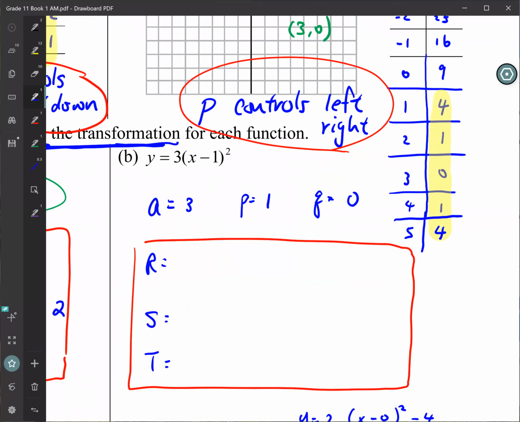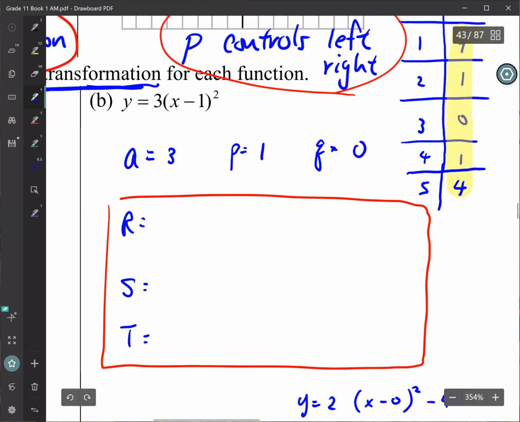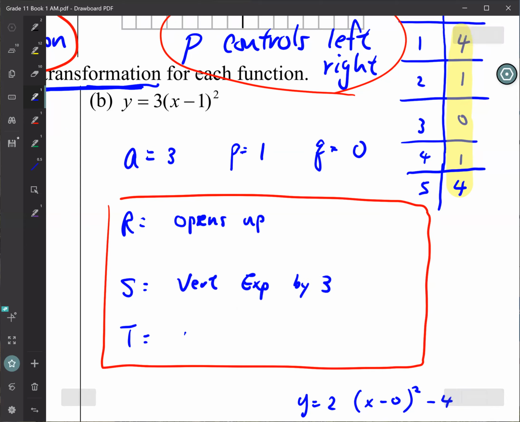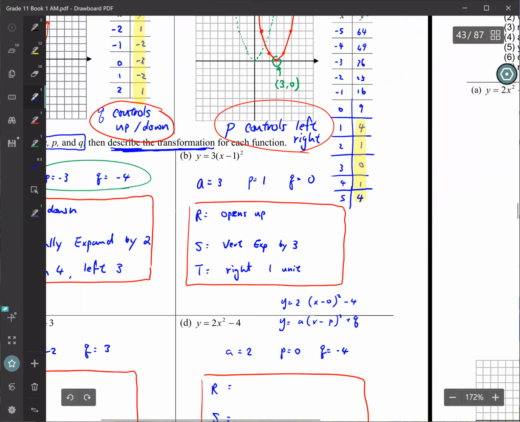Okay, so let's go over RST. For question B, what's your R? Opens up. And then S, vertically expand by 3. And then T, right 1 unit. Okay, very good, thank you. Any question for this one? Okay, just follow the rules, right?